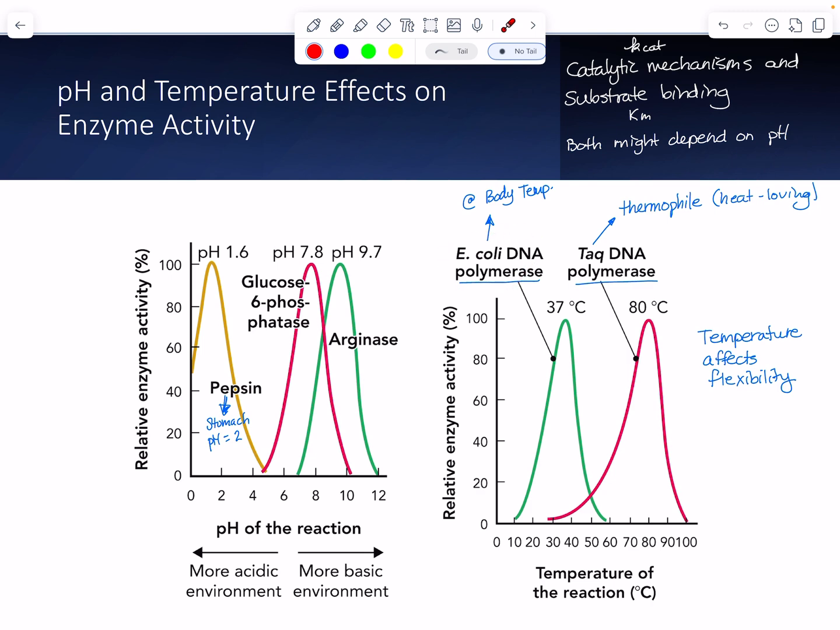Whereas with the E. coli, it's going to be a less stiff structure. It's going to be a little looser and less stabilized, which will enable it to work fine at 37. But when you increase the temperature, that structure is not going to be able to hold the active site in place. So you may have residues that are too far apart to do what they need to do.